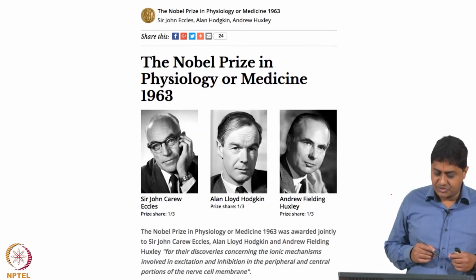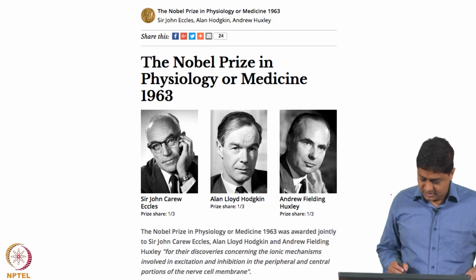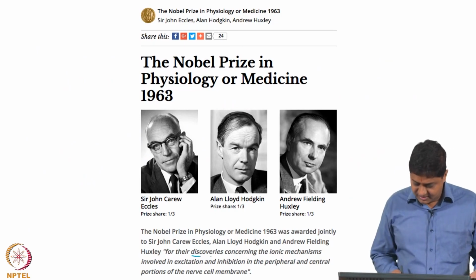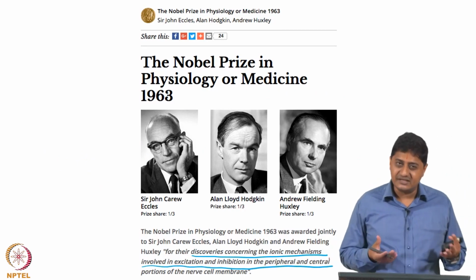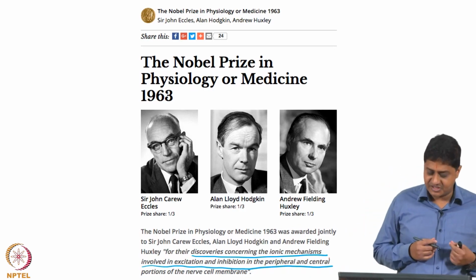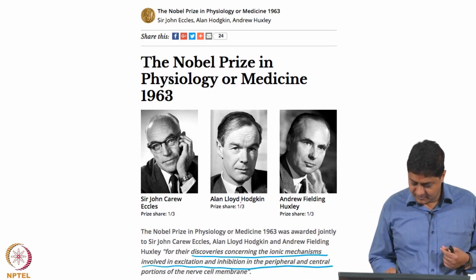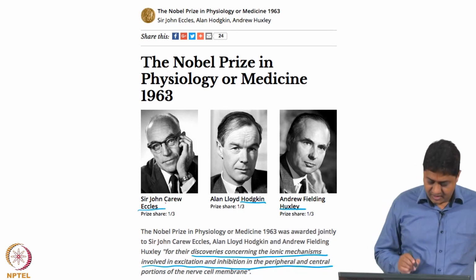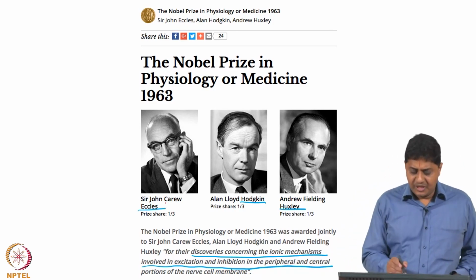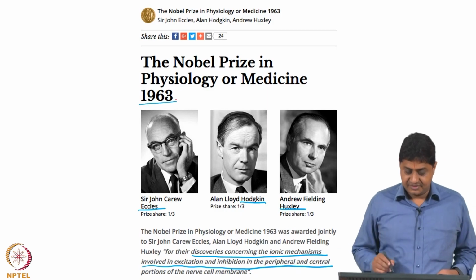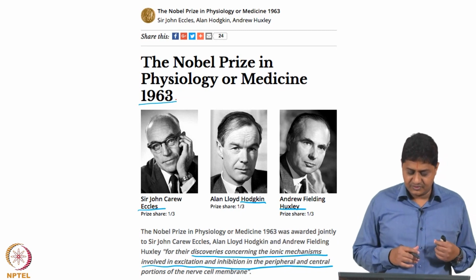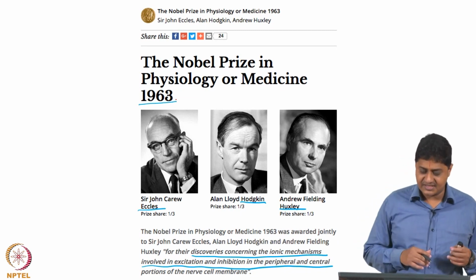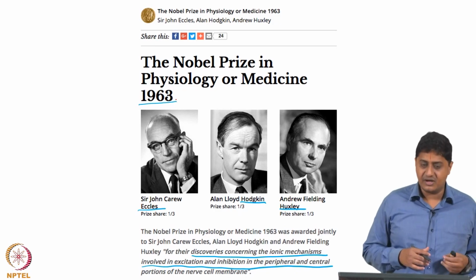For their discoveries concerning the ionic mechanisms involved in excitation and inhibition in the peripheral and central portions of the nerve cell membrane, basically describing action potentials and the ionic basis of action potential, Hodgkin, Huxley and Eccles received the Nobel Prize in Physiology and Medicine in 1963, right. So, this has come to be known famously as the Hodgkin-Huxley model. Much of what was discussed in today's class was from the original Hodgkin-Huxley model, except that it is a very simplified version.